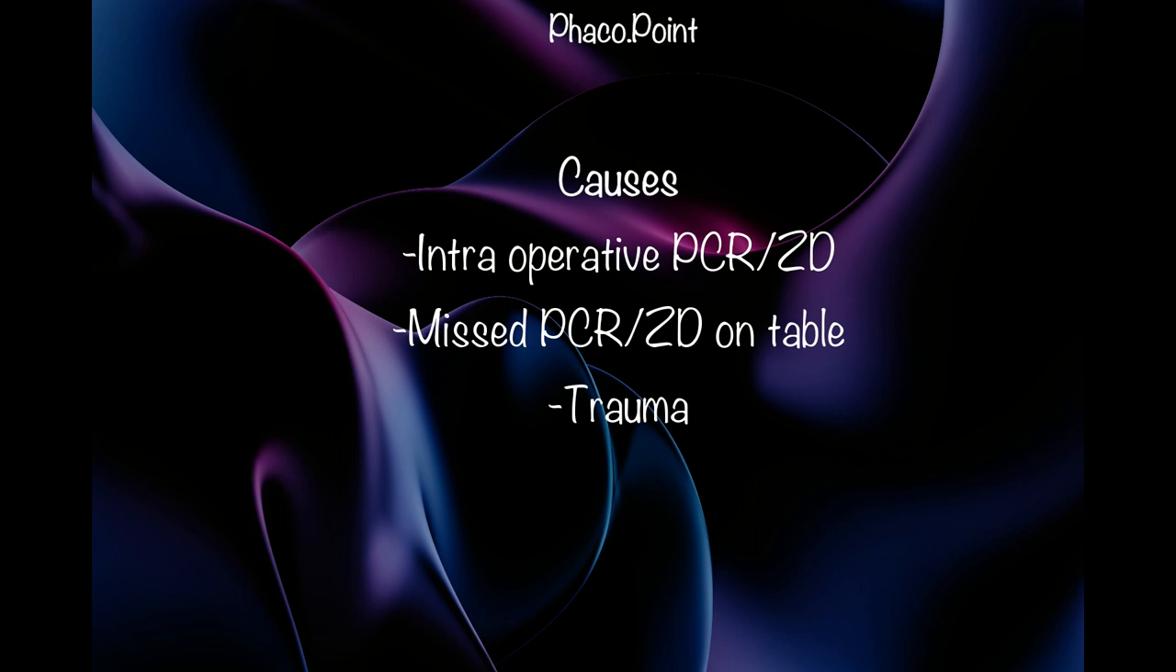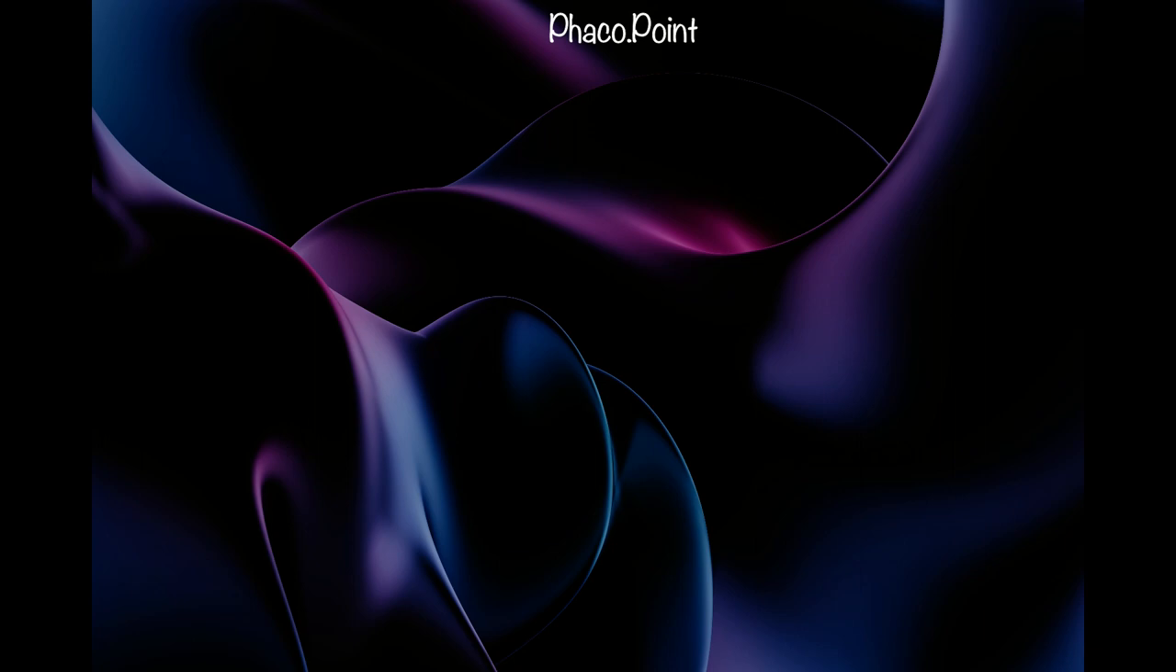And finally, it could be trauma. It could be a subtle or it could be an obvious trauma to the operated eye early in the post-operative period that can result in a similar scenario of disturbed vitreous in the anterior chamber. In either of the three case scenarios, something needs to be done because you cannot leave vitreous in the anterior chamber. So what should be our approach to a patient who presents to you with vitreous in the anterior chamber?